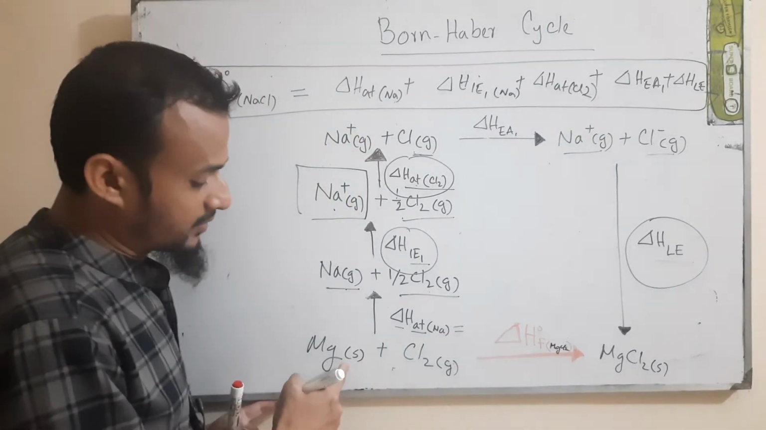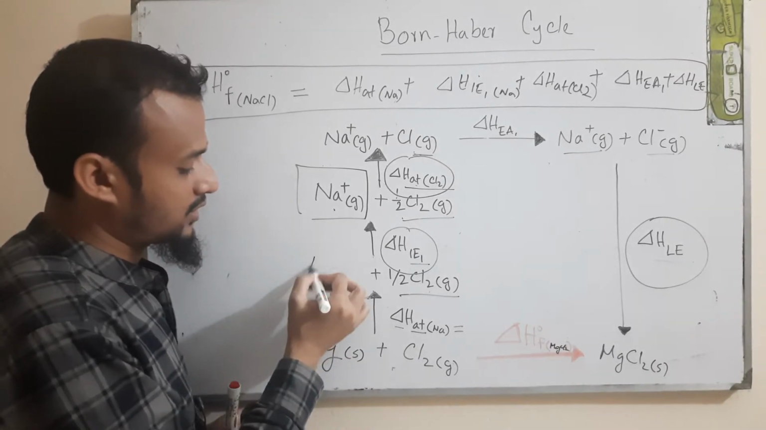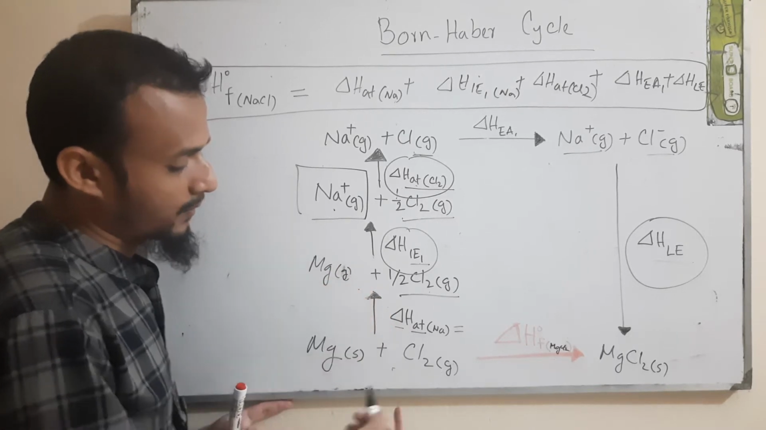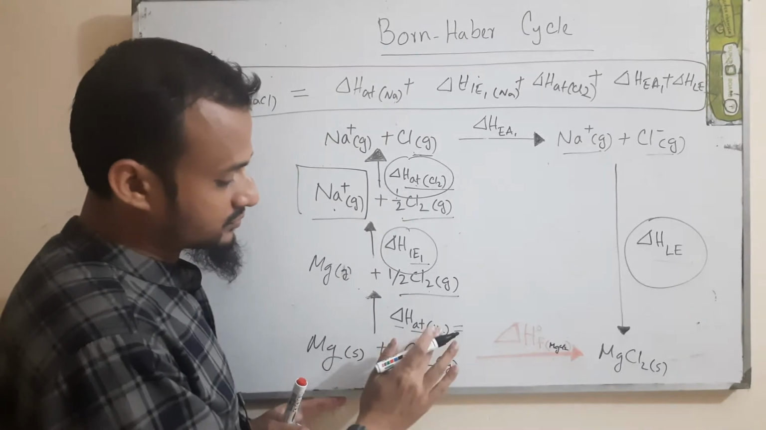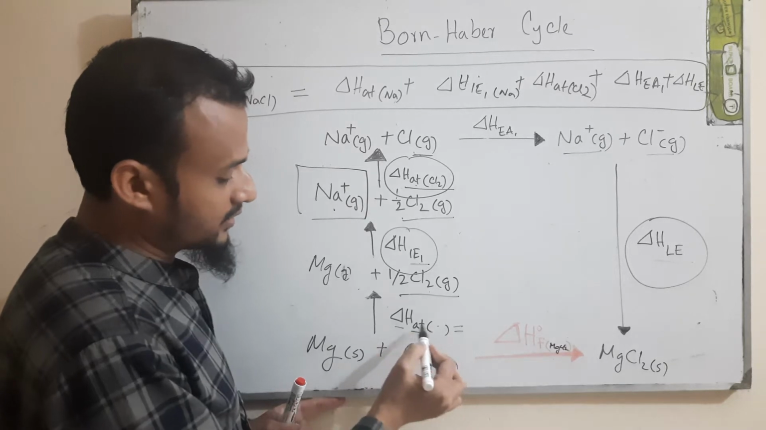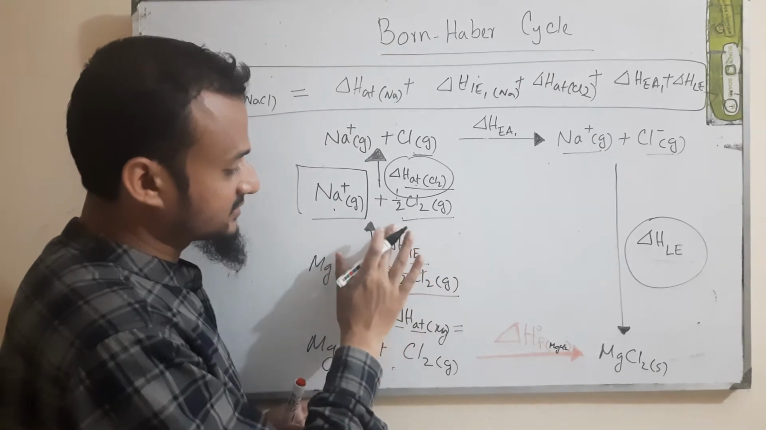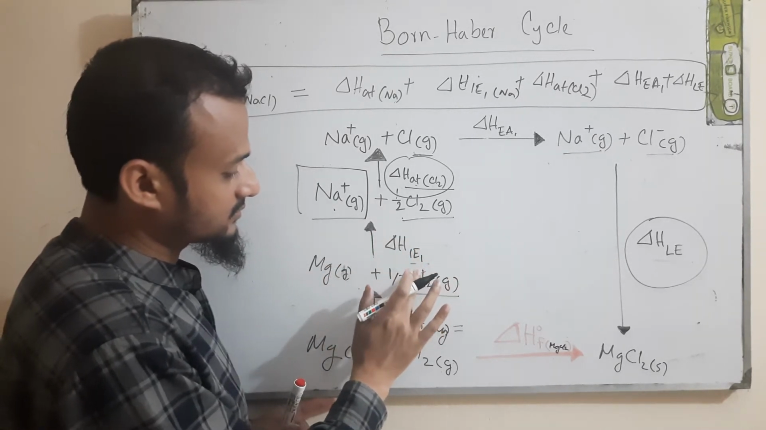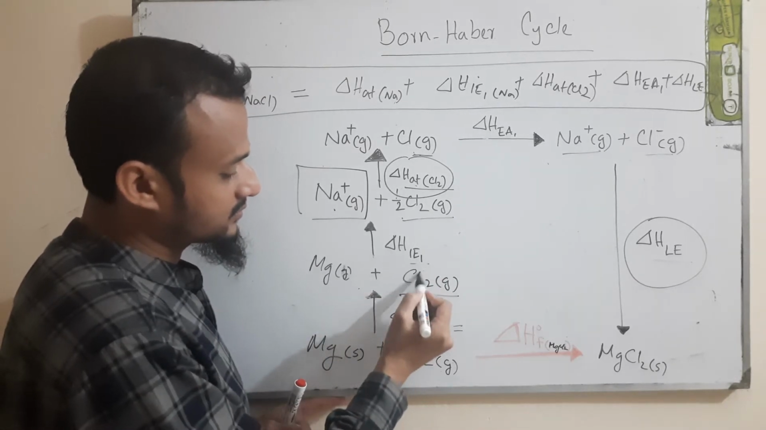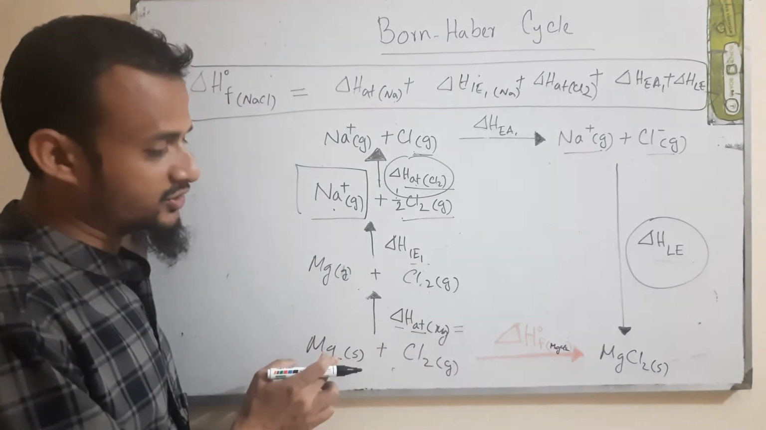First of all, I'm going to change it from solid into gas. So I'm going to write Mg gas. Now, Cl2, it will be definitely atomization of magnesium. Cl2 will be as it is. We don't have to change it now because we are focusing on magnesium.